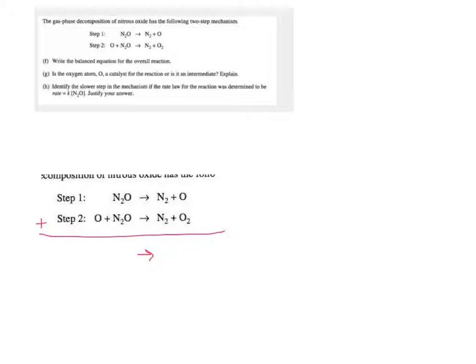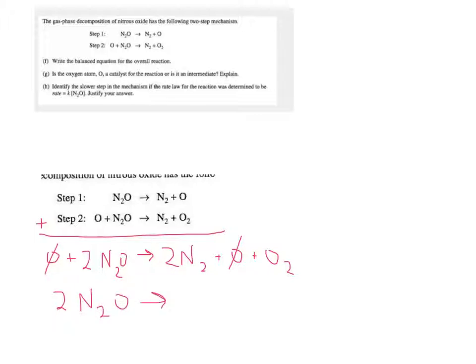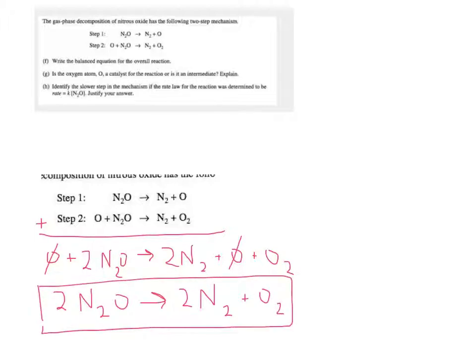So on the left side of the equation, we get N2O and then 2 O's. And on the right hand side of the reaction, we get 2N2 plus O plus O2. And now we can cancel out any elements that appear on both the right and left side in equal amounts. So in this case, O appears in both the left and right side of the reaction. Thus, the overall reaction is 2N2O yields 2N2 plus O2. That is the answer to part F.